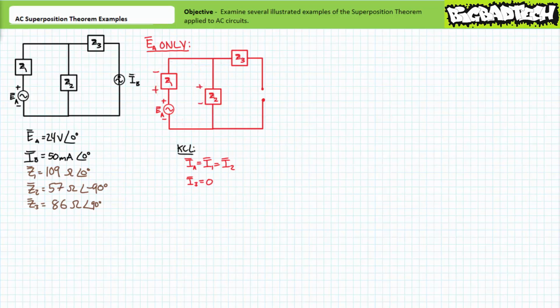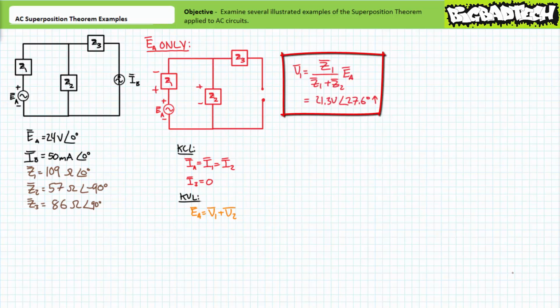Given the assumed direction of current travel, polarity of the individual voltage drops will be as indicated. Since impedance element Z3 experiences no current, it will experience no voltage drop. A Kirchhoff's voltage law analysis of the loop in orange indicates EA equals V1 plus V2. This purely series circuit is a perfect setup for the voltage divider rule.